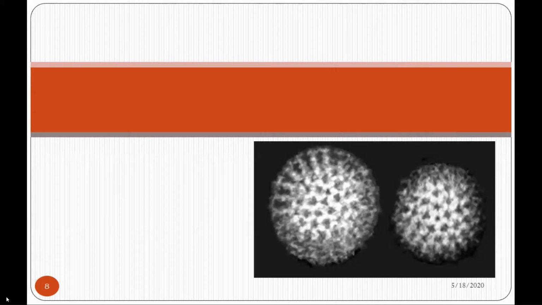Poliovirus and Coxsackie virus do not cause it. Now, today we are going to discuss only rotavirus. Rotavirus belongs to the family Reoviridae. These rotaviruses are RNA viruses, and the viral genome is double-stranded RNA.